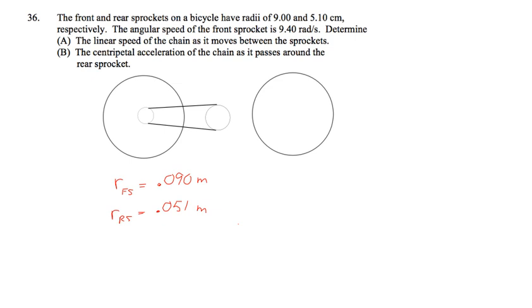So there's your front sprocket radius and your rear sprocket radius. It says the angular speed of the front sprocket is 9.40 radians per second.